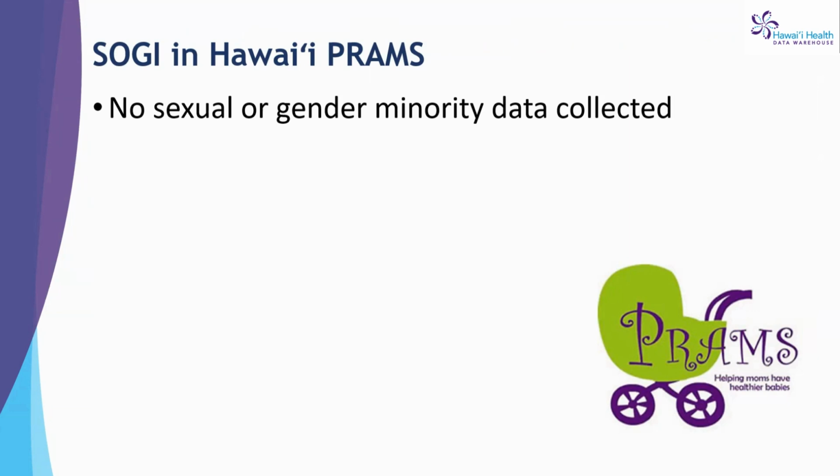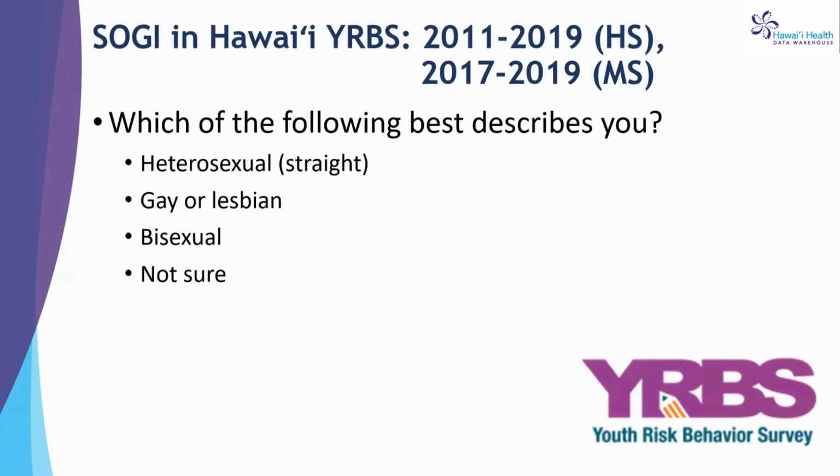Our pregnancy risk assessment monitoring system, which asks about experiences, attitudes, and behaviors before and during pregnancy and shortly after delivery, does not collect any sexual or gender minority data. The Youth Risk Behavior Survey, which covers the health risk behaviors that contribute to the leading causes of death and disability among youth and young adults, here we can see that the sexual orientation question started being asked of high schoolers in 2011 and middle schoolers in 2017.